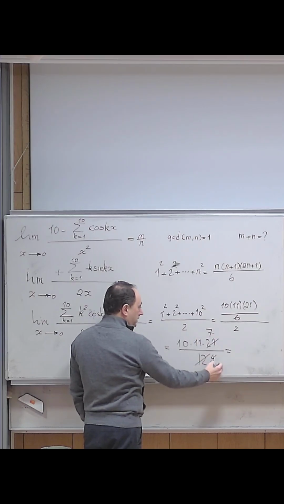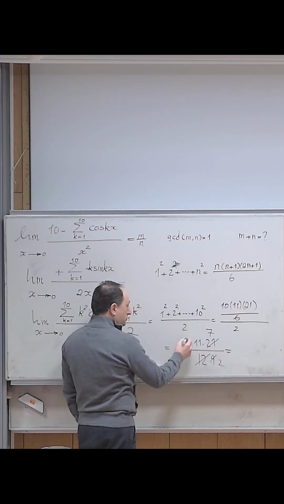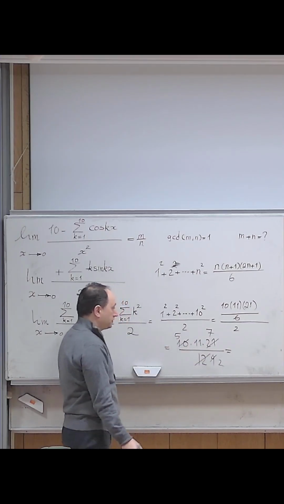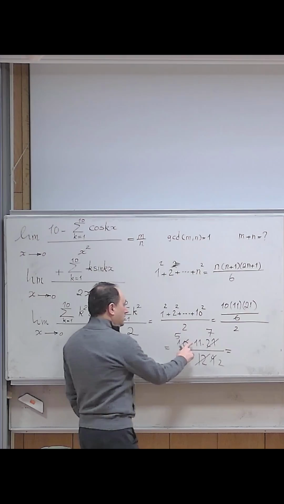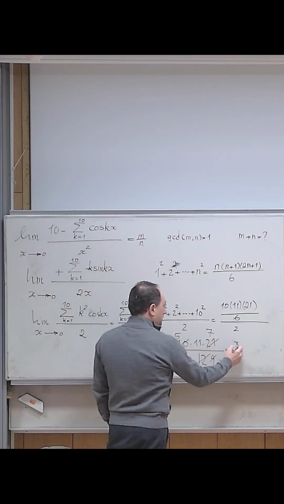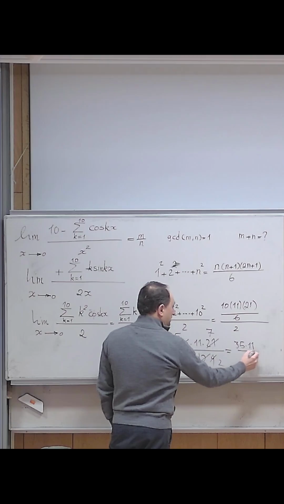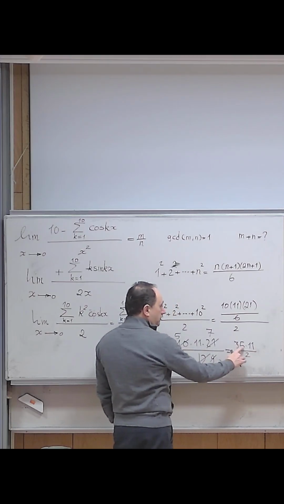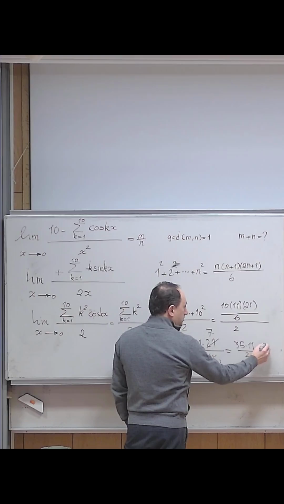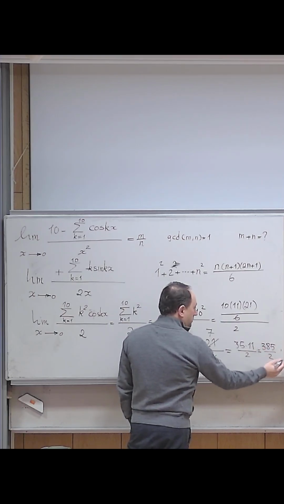I simplify this by 2. It becomes 2, and this becomes 5. So this becomes 35 times 11 divided by 2. But 35 times 11 is 385, divided by 2.